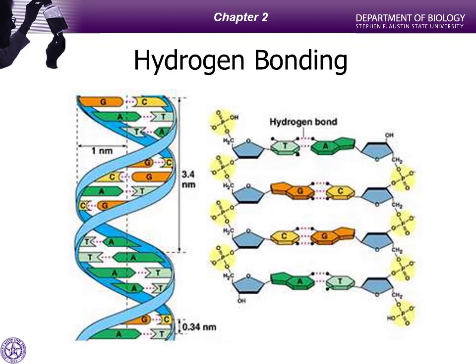Well, if these two strands of DNA were held together with covalent bonds, would you ever get them apart? No, you wouldn't. So, what bonds our two strands of DNA together are hydrogen bonds because they have to be broken and they have to be able to be reformed fairly easily. So that's another important reason why we understand the bonding energy of our atoms.